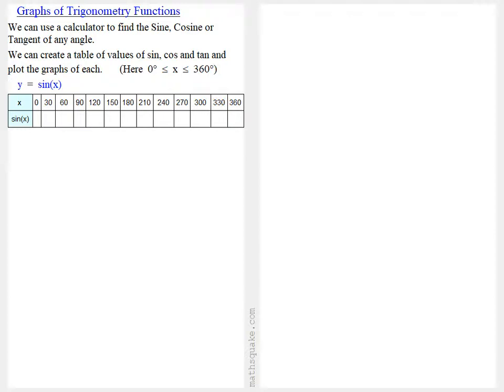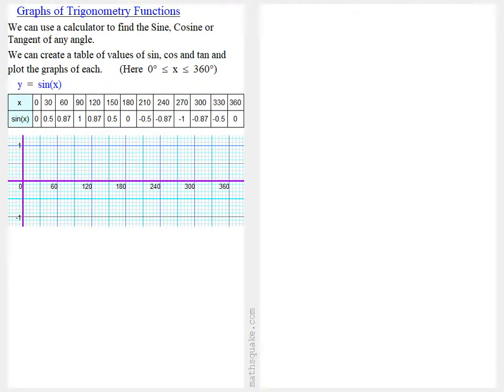This gives us the sine of the angle is 0, 0.5, 0.87, 1, 0.87, 0.5, 0, minus 0.5, minus 0.87, minus 1, minus 0.87, minus 0.5, 0. And if we draw a graph grid and plot these points, and then join with a smooth curve, we get a wave function.